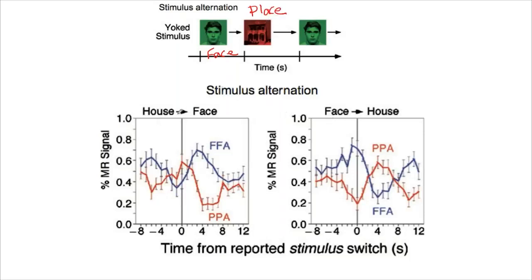If I go from place to face here, there would be an activation in the fusiform face area and reduced activation in the parahippocampal place area. And if I go from face to house, there would be a higher activation in the place area in the brain. So we know that phenomenon from before. As soon as we change the house to face or face to house, we have these changes in the activation. And we are talking about seconds. So the x-axis is about seconds.